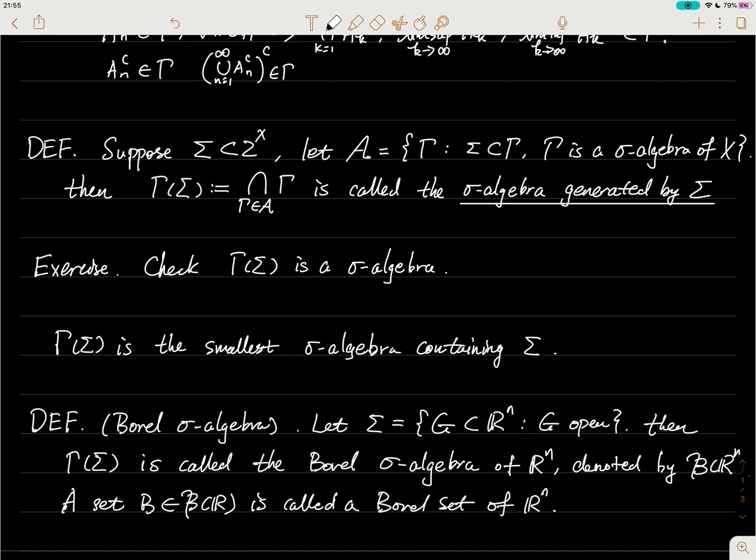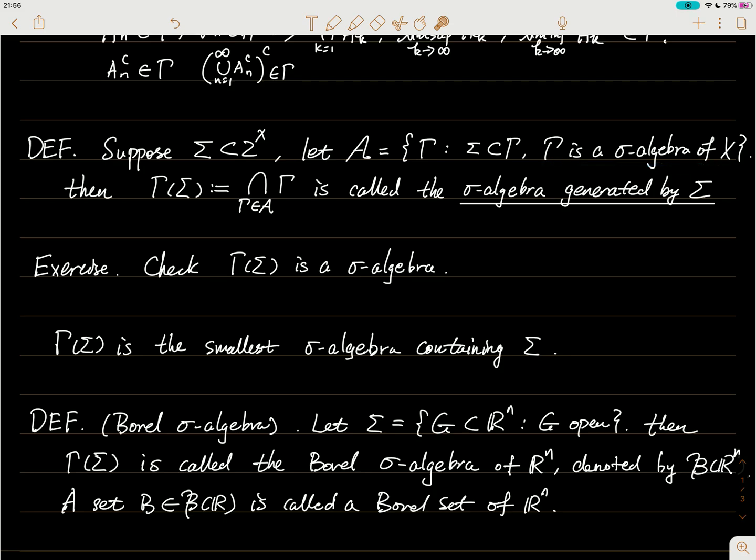Okay, next let's consider the definition for generated sigma algebra. Suppose we're given a collection of subsets of X. So sigma is a subset of the power set of X, containing some subsets of X. The sigma itself may not be a sigma algebra, but we can use sigma to generate a sigma algebra. This is how we generate it. Let's use A to denote a set of gamma, where gamma is also a subset of the power set of X. The property of gamma is that it contains sigma, and at the same time, gamma itself is a sigma algebra.